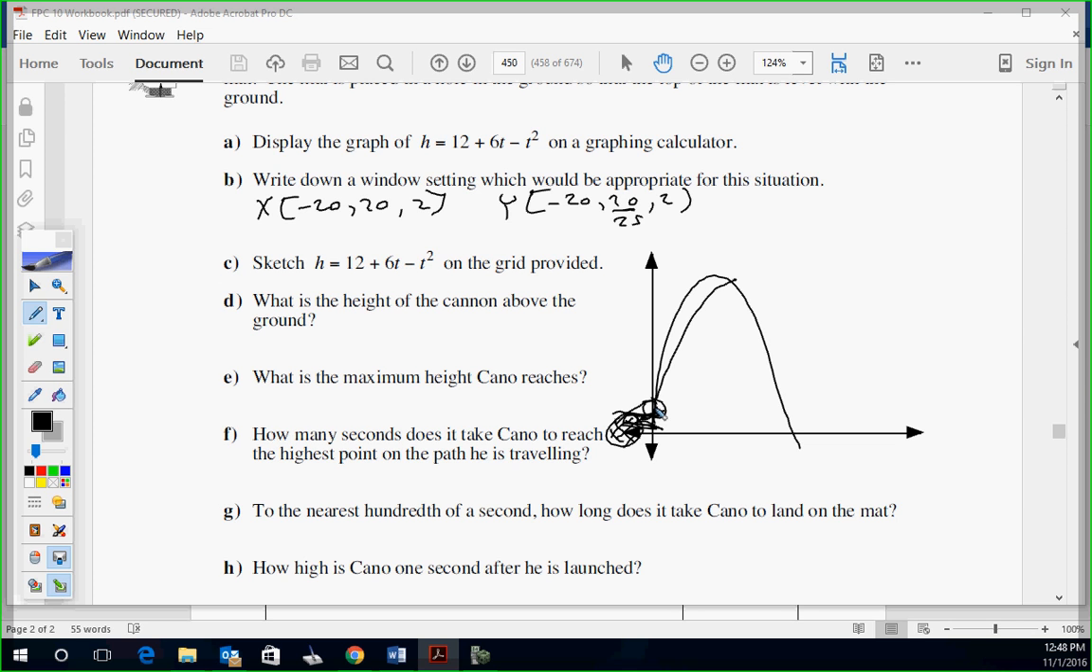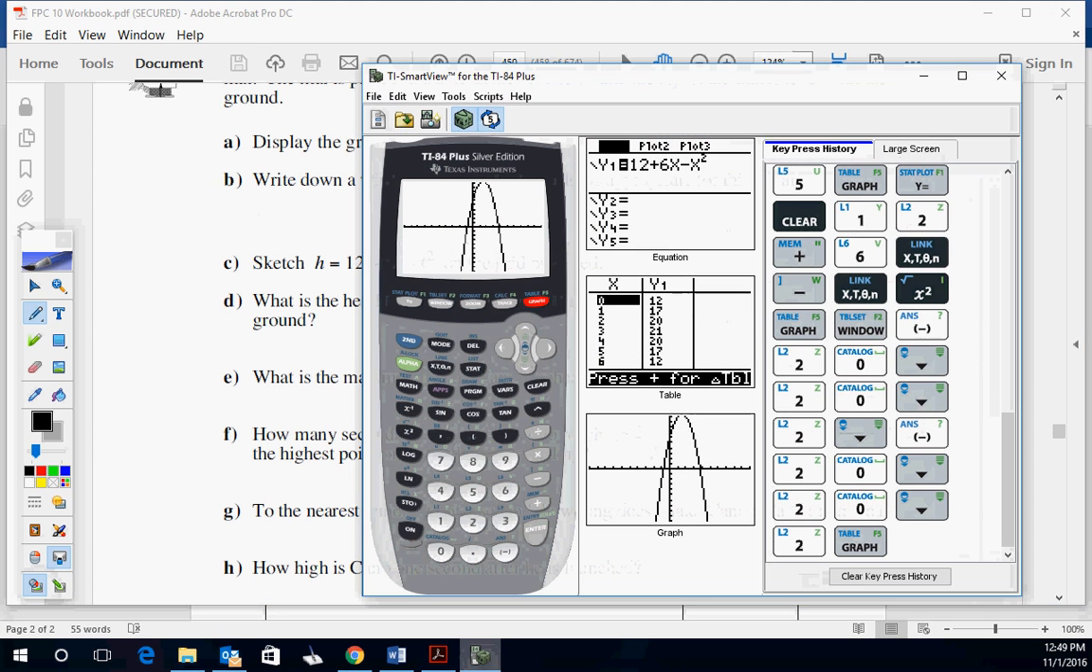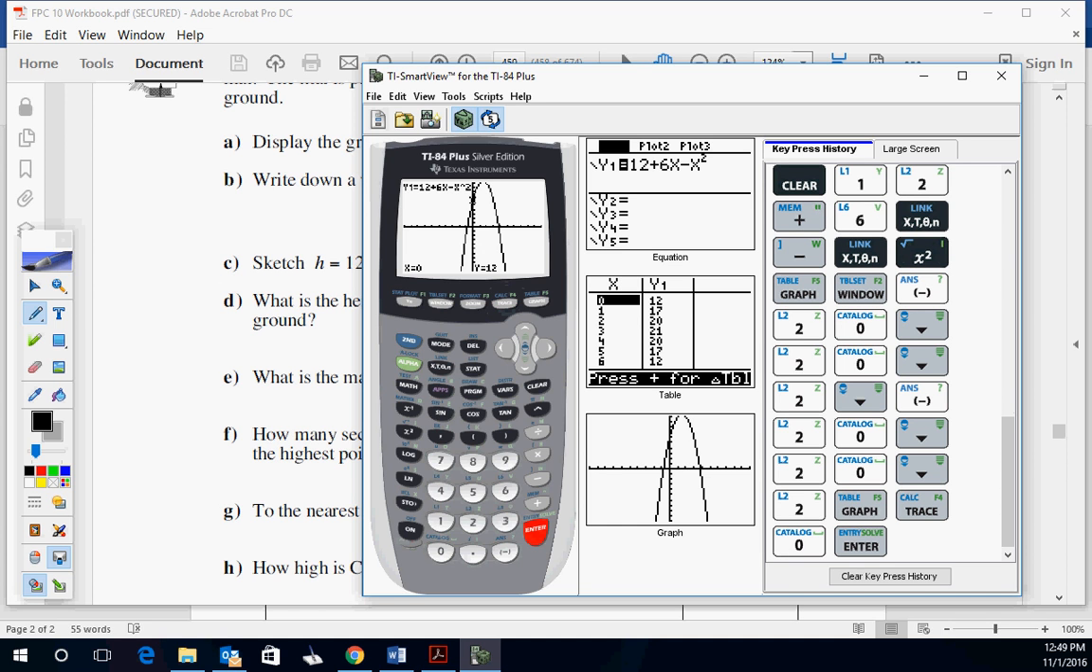Okay, double check that you have the equation in there right. I know it's what it is because right there is where my cannonball is coming out for mine. So remember, how can we find that? Trace, 0, enter. So 12 is the height of the cannonball at lift or projection.